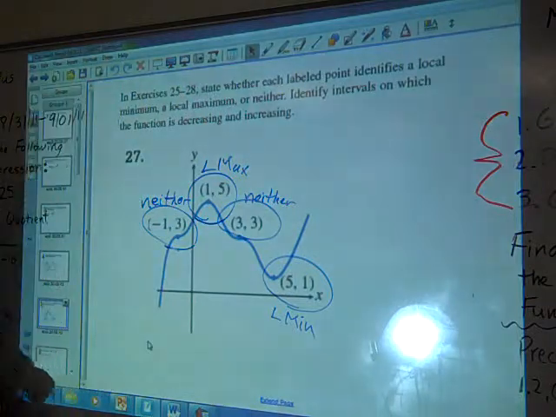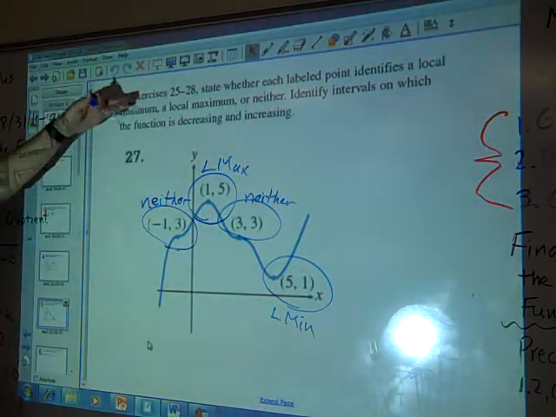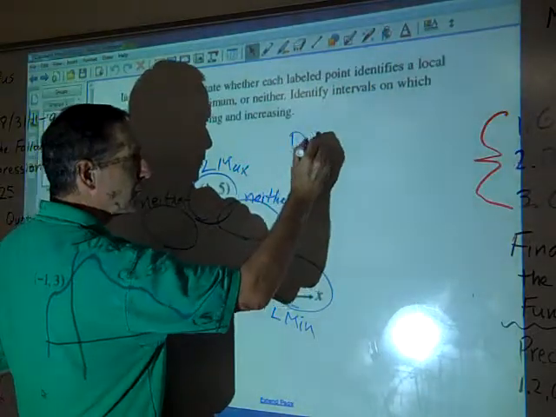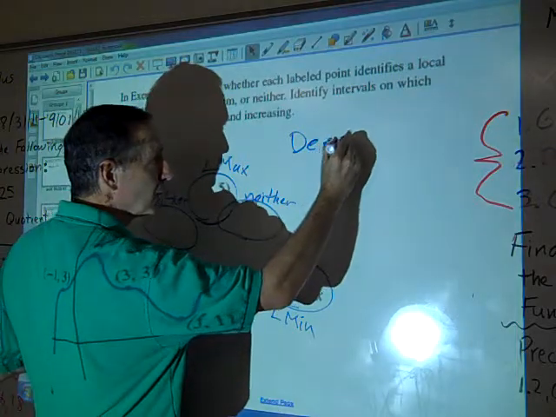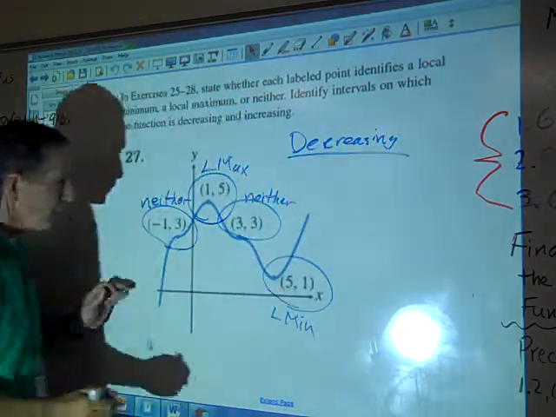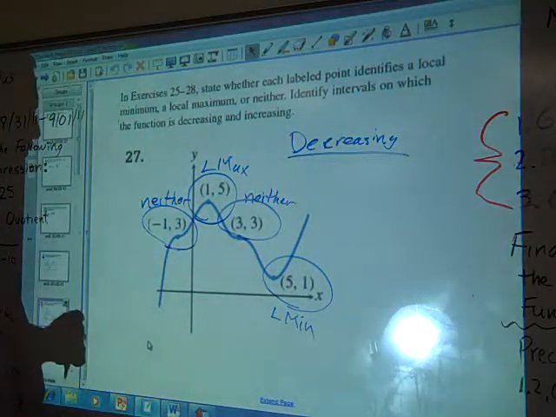So what about the dot? Let's talk about the dots because that's going to come into play when we identify intervals for increasing and decreasing. So let's put decreasing. It decreases from 1 to 3. You say from 1 to 3.